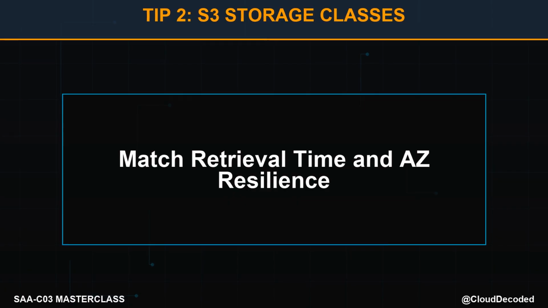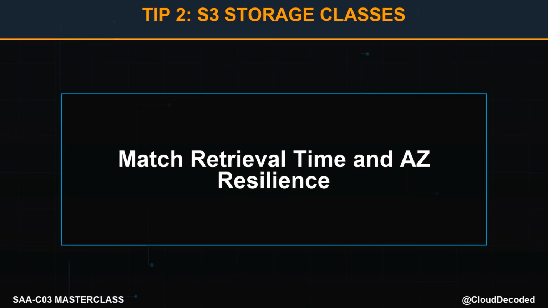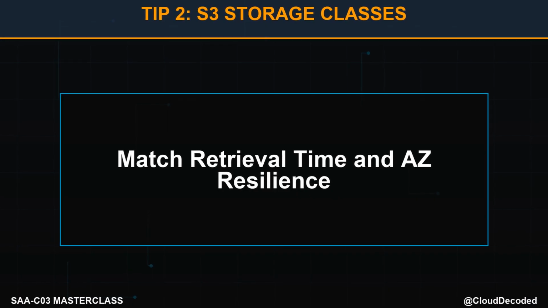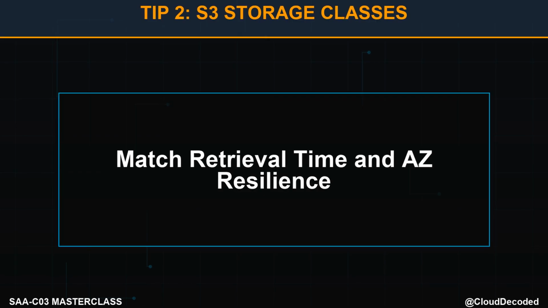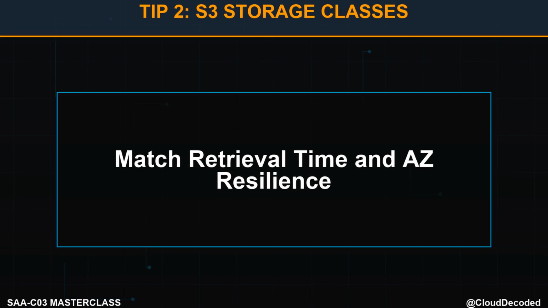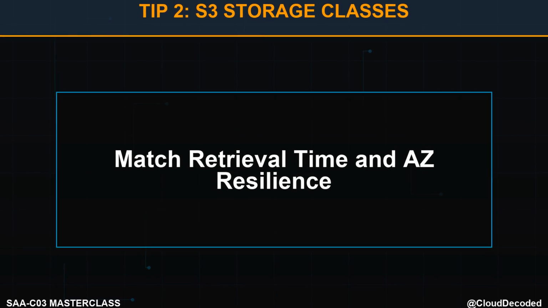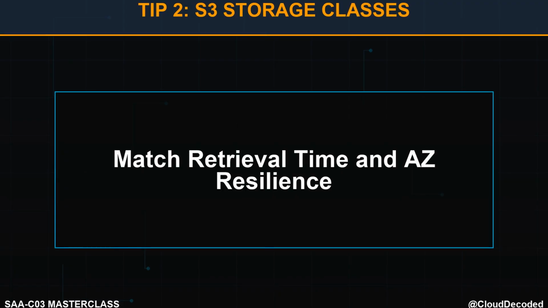For long-term archival where retrieval time can range from minutes to hours, Glacier Flexible Retrieval or Glacier Deep Archive are your go-to choices. Always look for the keyword frequent or infrequent and immediate versus delayed access. This alone can save you 5 to 10 marks.